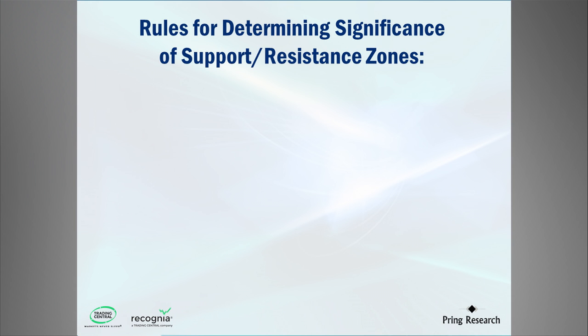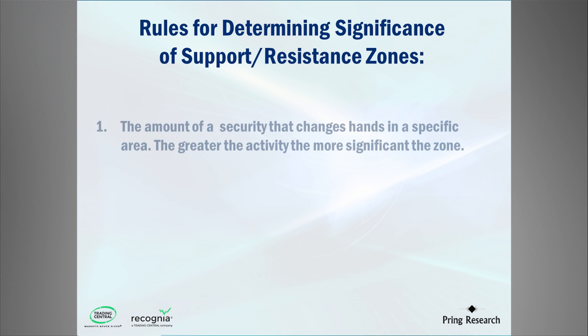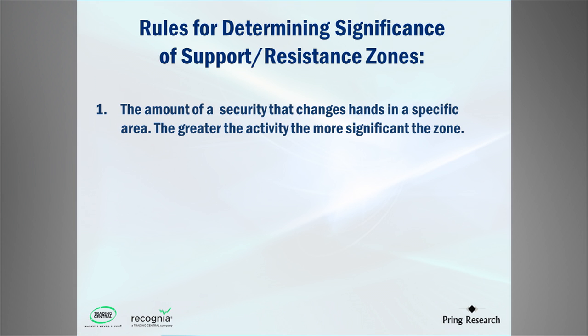At this point, you're probably asking the question, how do I know how important each support and resistance level is likely to be? Unfortunately, there's no hard and fast answer, but there are some general rules that can act as guidelines. 1. The amount of a security that changes hands in a specific area. The greater the activity, the more significant the zone.